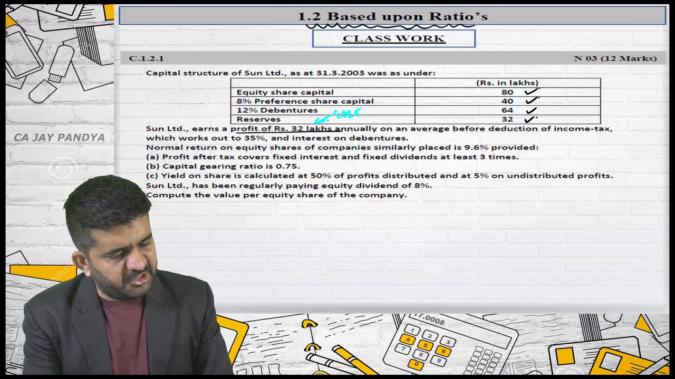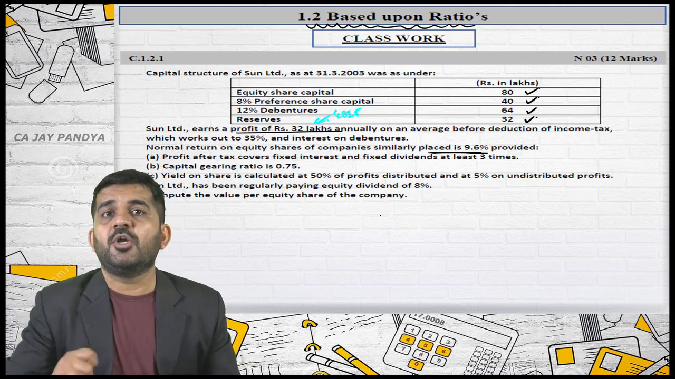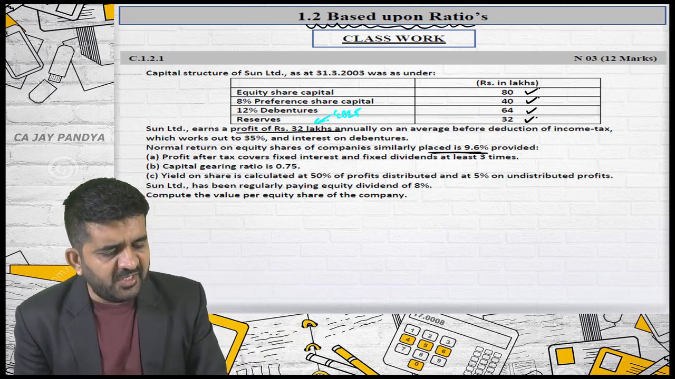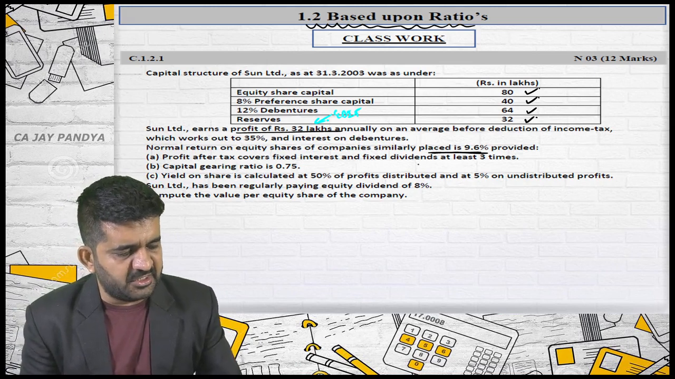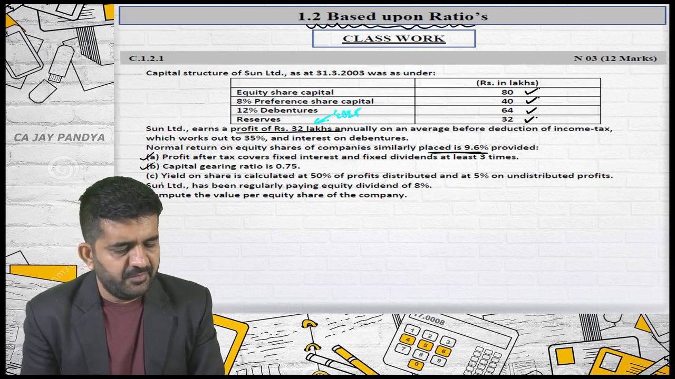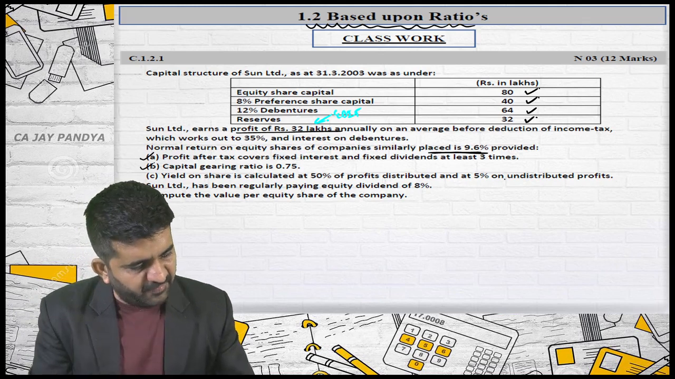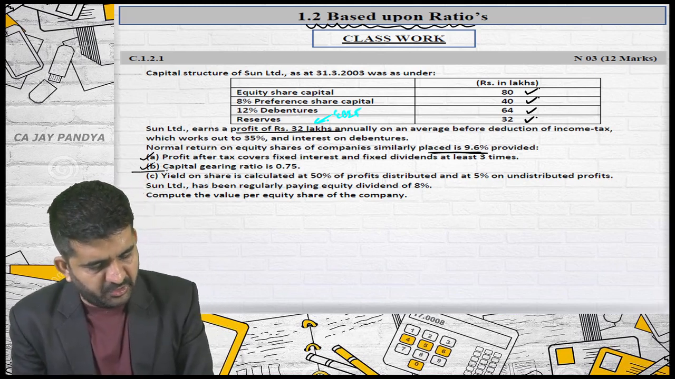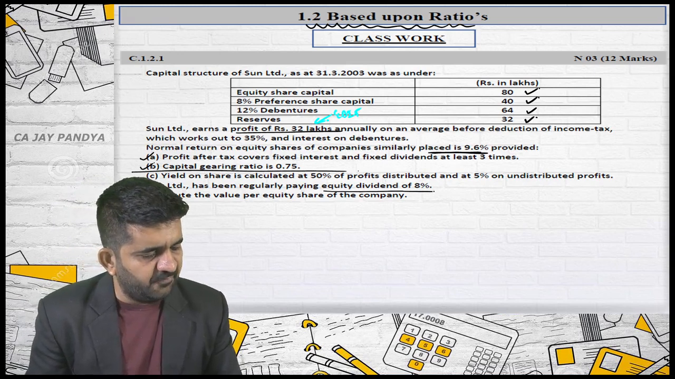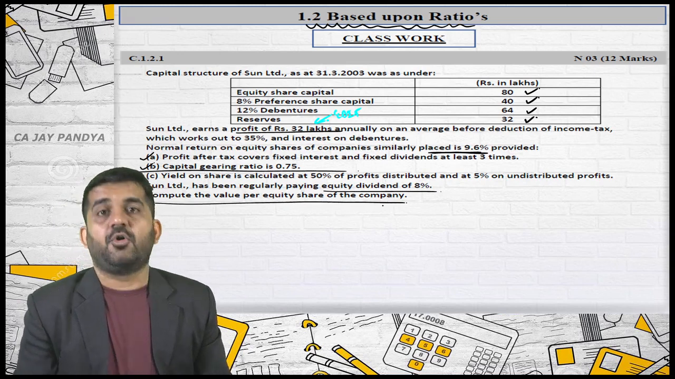Normal return on equity shares of the company's similar place is 9.6%. So what is your required rate of return? 9.6%, provided profit after tax covers a fixed interest and fixed dividend at least 3 times. Capital gearing ratio is 0.75. Yield on share is calculated at 50% of profit distributed and 5% of the profit undistributed. Sun Limited has been regularly paying equity dividend of 8%. Compute the value per equity share of the company.